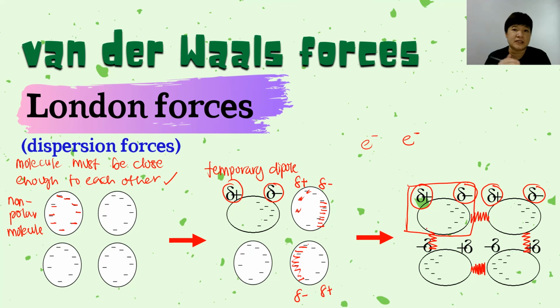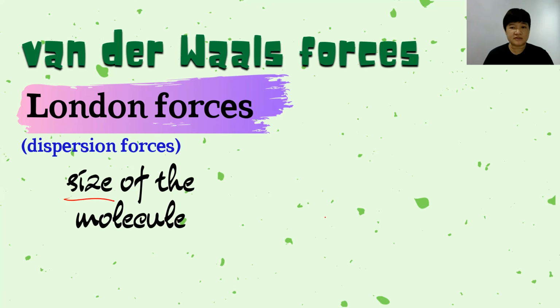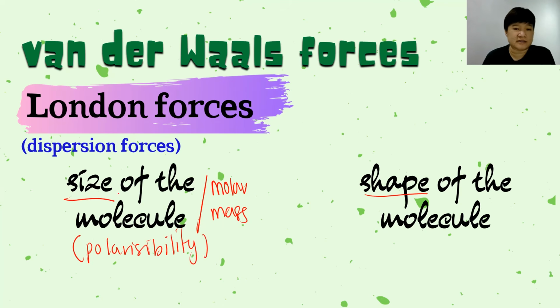The main difference between dipole-dipole forces and London forces is the polar molecule and the non-polar molecule: the temporary dipole and the permanent dipole. Think about that. Okay? And London forces are affected by two factors. First, the size of the molecule. Second, the shape of the molecule. The size of the molecule, or the molar mass, or polarizability, is all about the size or the molar mass. The bigger the size or the higher the molar mass, the stronger the London forces.